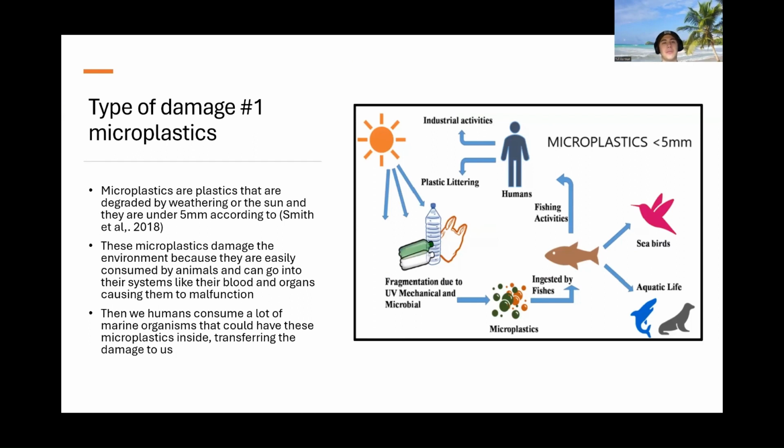Type of damage number one, microplastics. Microplastics are plastics that are degraded by weathering or the sun, and they are under 5 millimeters according to Smith et al., 2018. These microplastics damage the environment because they are easily consumed by animals and can go into their systems like their blood and organs, causing them to malfunction. Then we humans consume a lot of these marine organisms that could have these microplastics inside, transferring the damages to us.